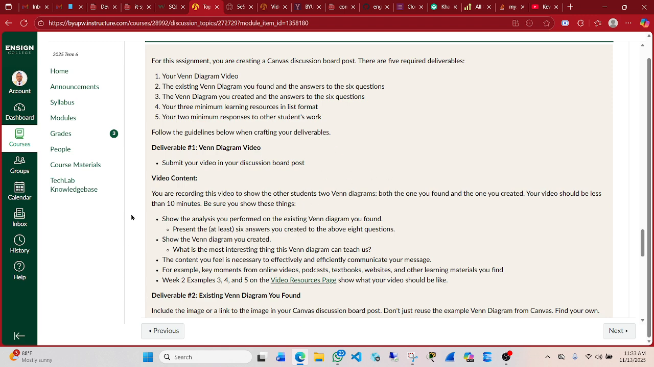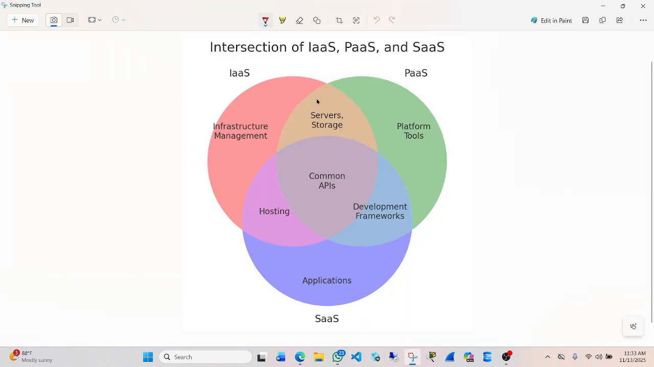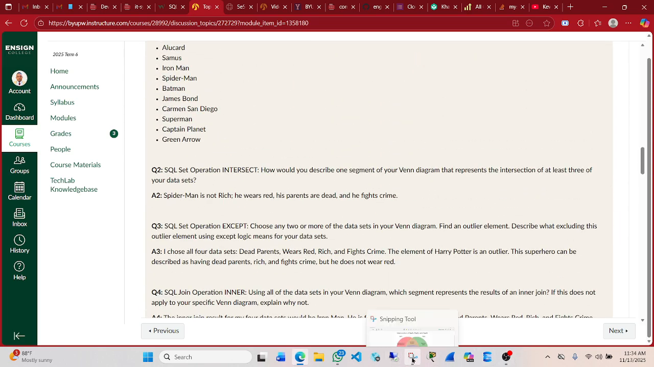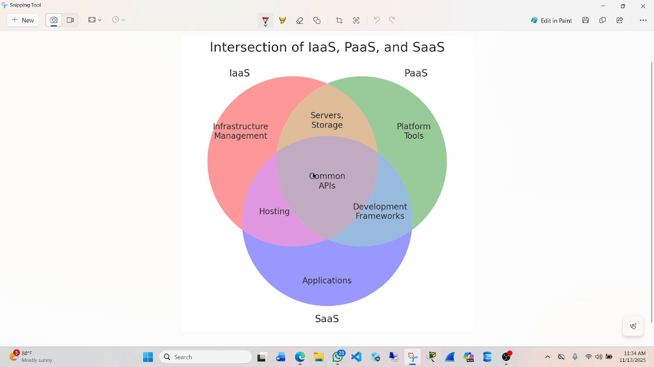So here is the Venn diagram I downloaded. I'm going to use this Venn diagram to explain a set of SQL operations. I'm going to begin from number one to answer the questions that were given, this set of questions here. So let me use the Venn diagram. Okay, great.